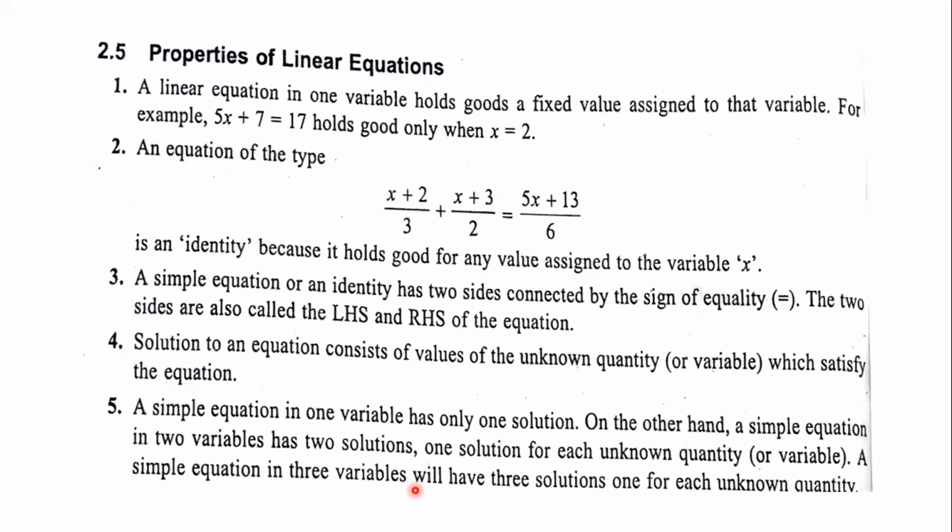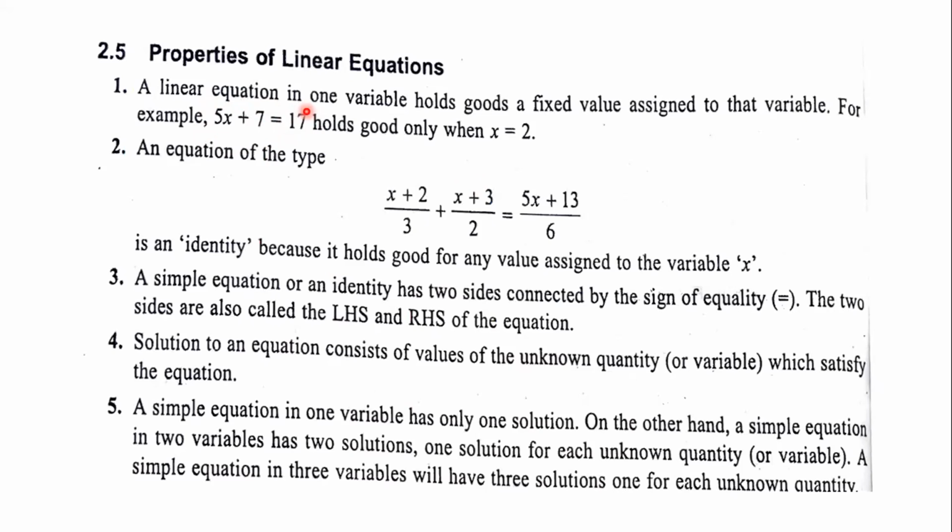And then we went on to the properties of linear equations, that it will have a fixed assigned value for the equations of this form. And when the equations are in this form, it is called an identity, and you can assume any value of x and then solve the equation. Okay, and the first side of the equation, if you see here, 5x plus 7 is called the LHS, and 17 is called the RHS.